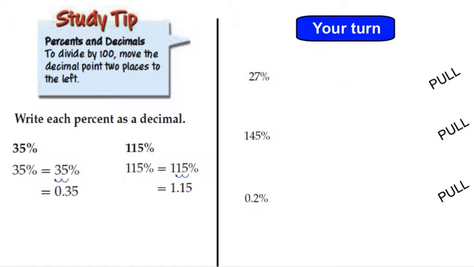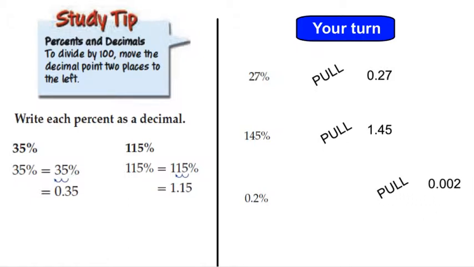All right, hope you gave those a try. 27% as a decimal is 0.27. 145% is 1.45, and 0.2% is 0.002. That one's a little tricky. Remember, you still go 2 to the left.